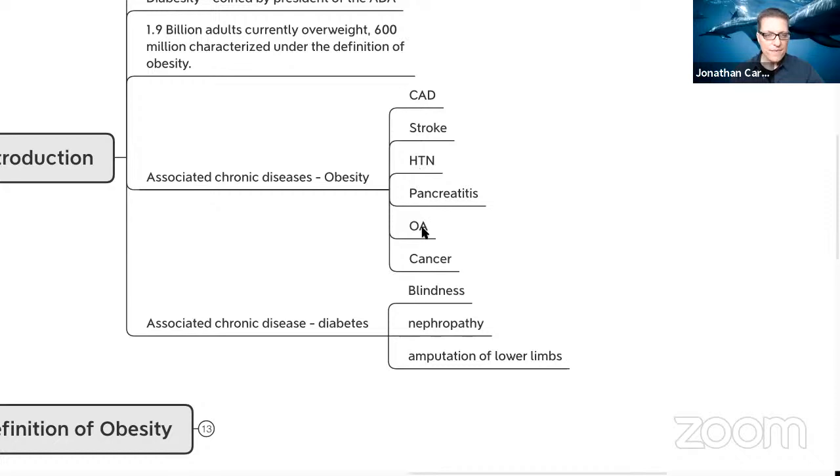Pancreatitis, osteoarthritis. As your joints are under an excessive amount of load, that can wear down the joints and you can get osteoarthritis. And also there are increased risks of cancer. Diabetes, of course, carries risks of blindness and nephropathy, damage to the kidneys. And unfortunately, probably many of us know people who have had to have amputation of the lower limbs because of the vascular problems associated with diabetes.